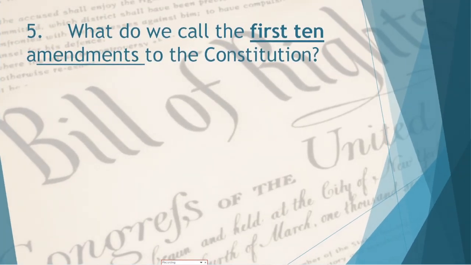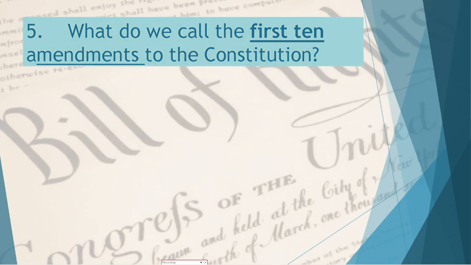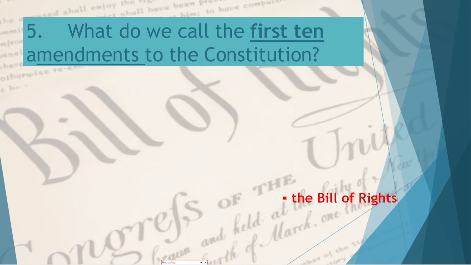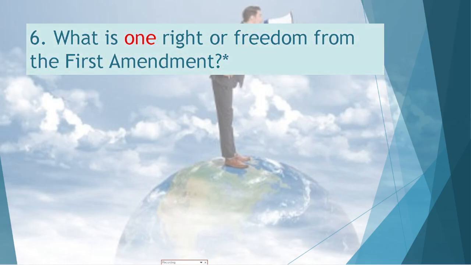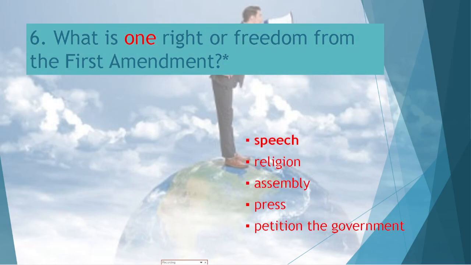What do we call the first 10 amendments to the Constitution? The Bill of Rights. What is one right or freedom from the First Amendment? Speech. It can be speech, religion, assembly, press, or petition to the government.